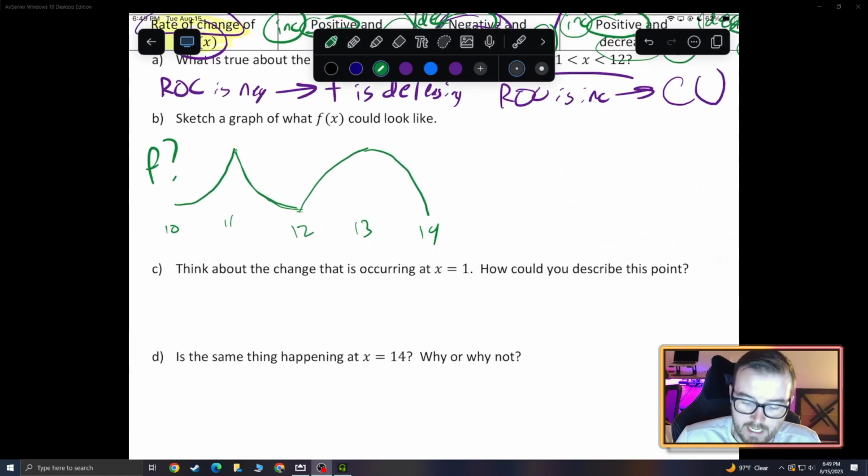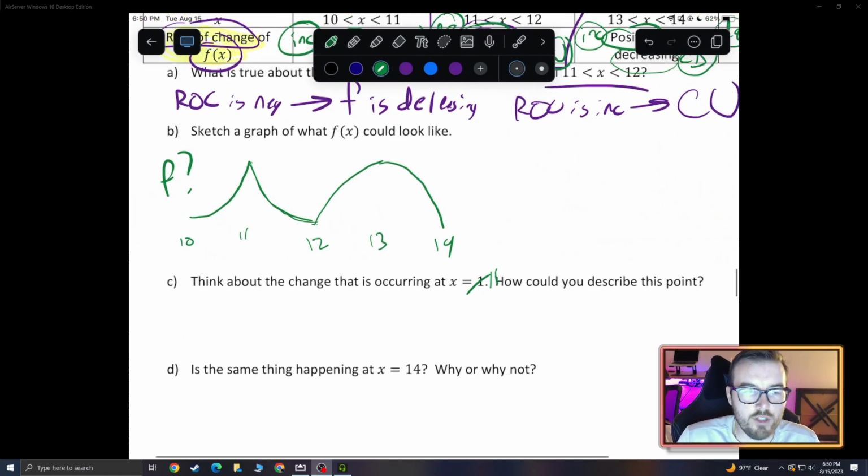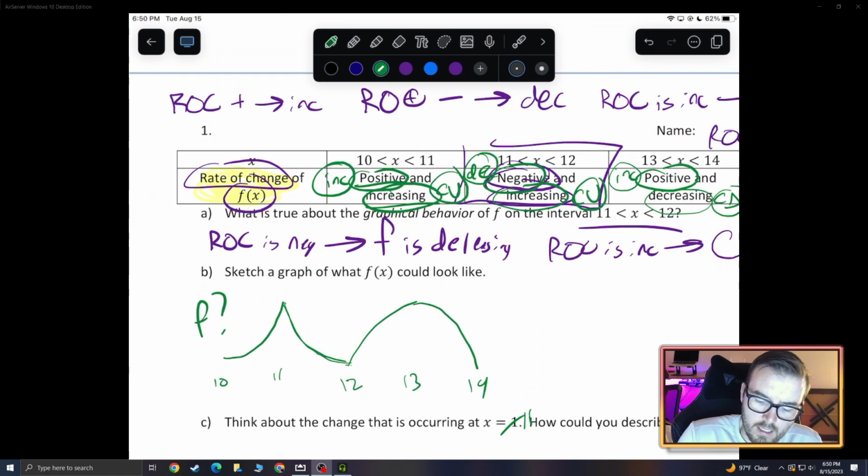Think about the change that is occurring. This is a typo. I'm hoping some of you just assumed that I meant 11, but if not, I forgive you. Doesn't matter. So think about the change that is occurring at x equals 11. How could you describe this point? What's the vibe that you're getting here? How would you describe this point up here, especially in comparison to the stuff around it? Compare that point to the stuff around it.